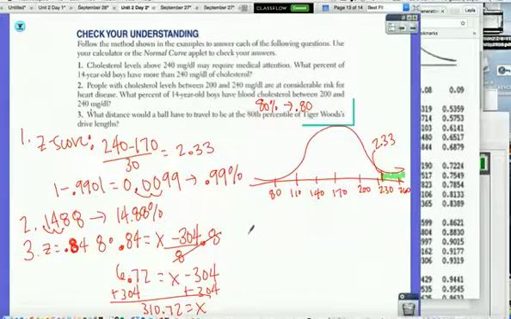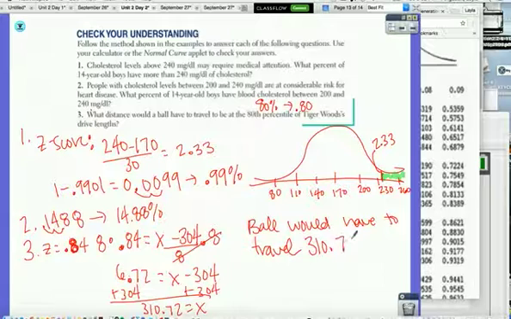So what that means is that the ball would have to travel 310.72 yards to be at the 80th percentile.